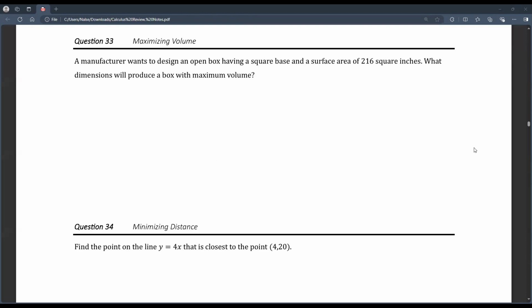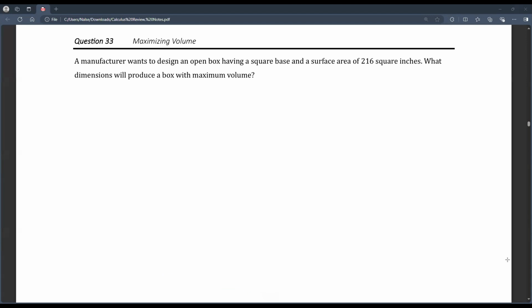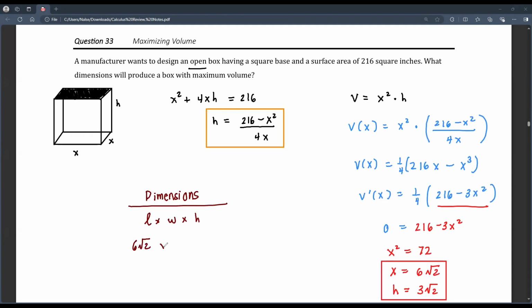Please attempt question 33 on your own. Pause the video, then circle back when you are ready. Did you find that the dimensions of the box are 6√2 by 6√2 by 3√2, and that the volume of the box is 216√2? If so, you have correctly solved question 33.